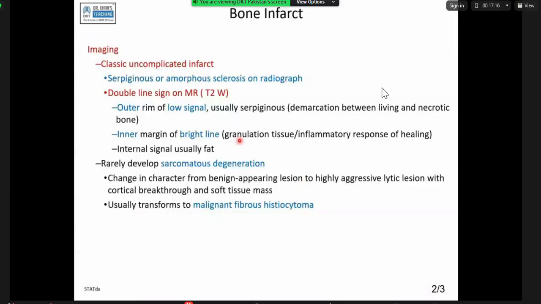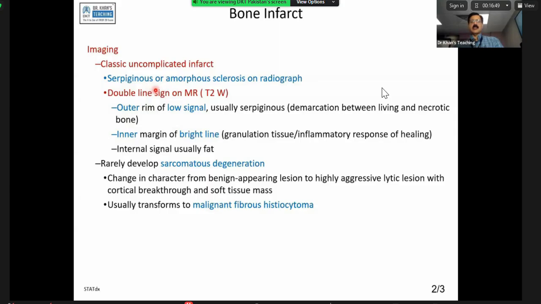Now, this is a viva question. So, you have to have a clear-cut idea about this. And this calcification is a viva scenario. Calcification on a plain film and double line sign on an MR T2 weighted sequence. So, bone infarct will show calcification, and this calcification is so dense that it is denser than the bone, so it projects, and this is usually serpiginous calcification, and sometimes it can be amorphous sclerotic calcification.